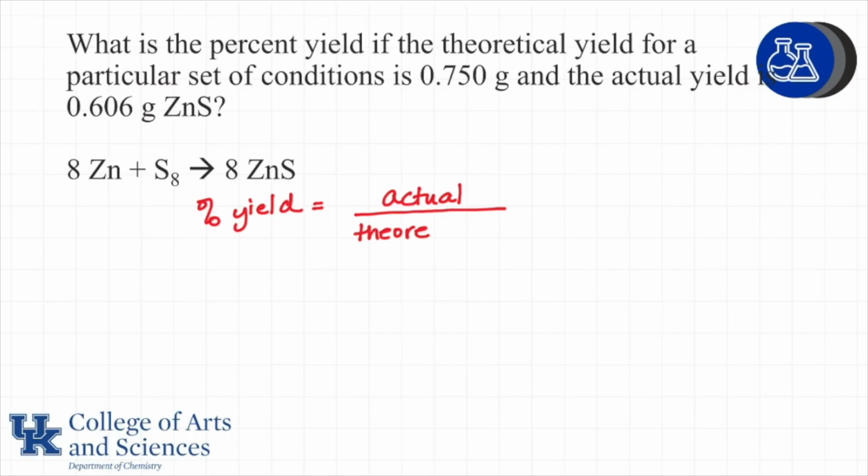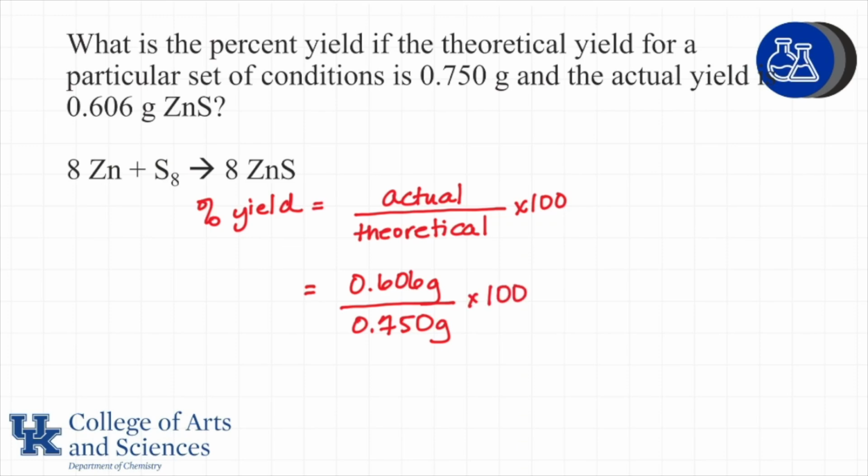So the percent yield equals the actual over the theoretical times 100. We can plug in our value for our actual yield, which was given in the problem. That would be the measured amount. And we put it over the theoretical yield, or the calculated value. In this case, we were given the calculated value, but we multiply that by 100, and we get our percent yield of 80.8%.